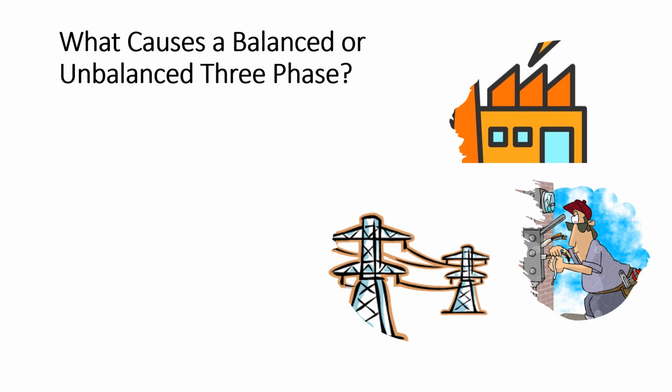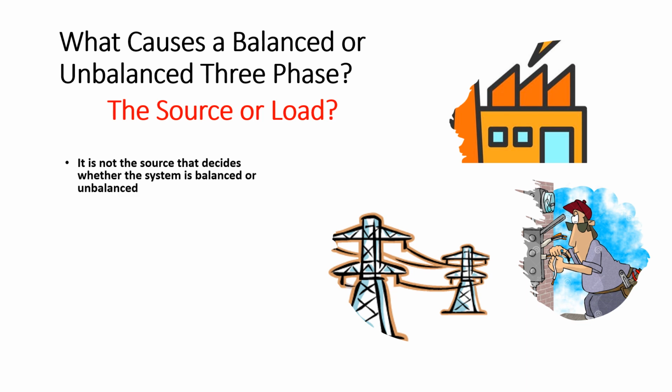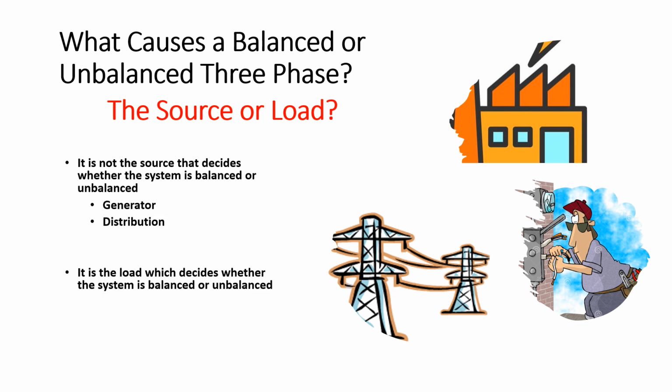What causes a balanced or unbalanced three-phase? The source or the load? It is not the source that decides whether the system is balanced or unbalanced, which we define as the generator or distribution system. It is the load which decides whether the system is balanced or unbalanced. The most likely cause is unbalanced single-phase loads on a three-phase service.